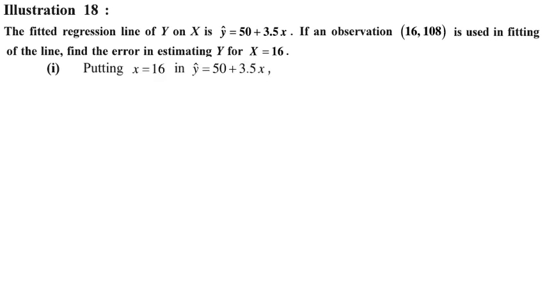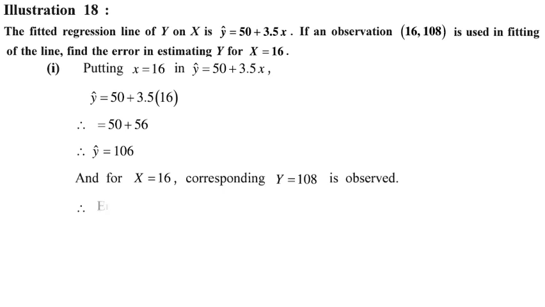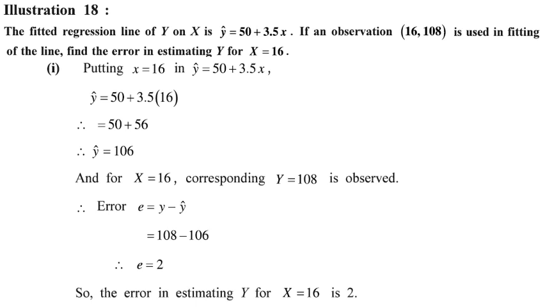What we are going to do is we will put x is equal to 16 in the y cap formula. That way we will get the estimate of the y when x is 16. So 3.5 into 16 will be 56 plus 50, y cap is equal to 106. Now as you can see, the observed value was 108 while estimated value is 106. So naturally error, which is y minus y cap, will be 108 minus 106, that is E is equal to 2. So my dear friends, the error in estimating y for x is equal to 16 is 2. It is very simple sum. This kind of sum we have already done. Very easy, only 2 marks.